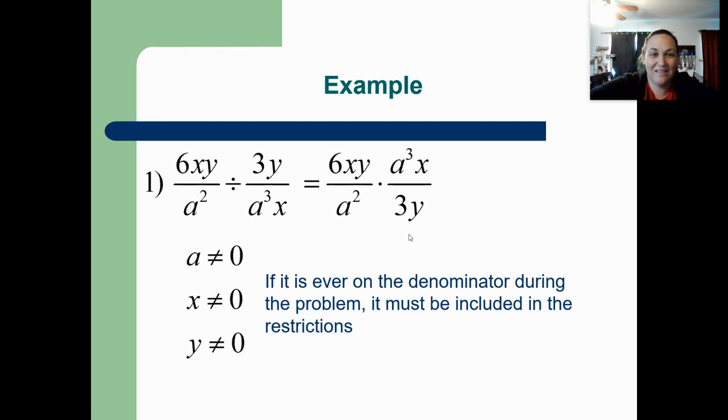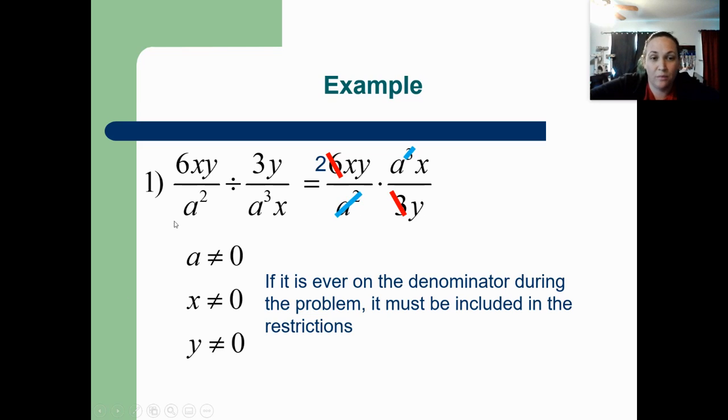All right, let's start canceling. It does have to be a multiplication problem for you to cancel. You cannot cancel when it's a division problem. So make sure that you've changed it to multiplication first. Then in this problem, I'm going to cancel my 6 and my 3. 6 divided by 3 is 2. I can cancel my a's.